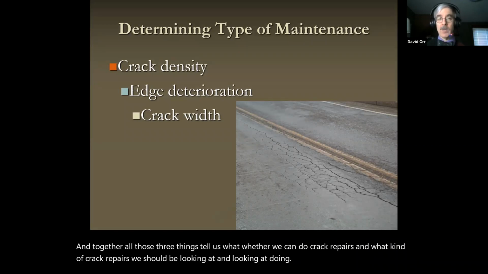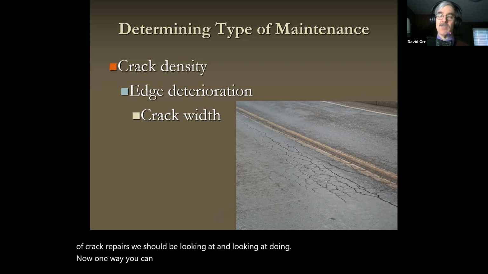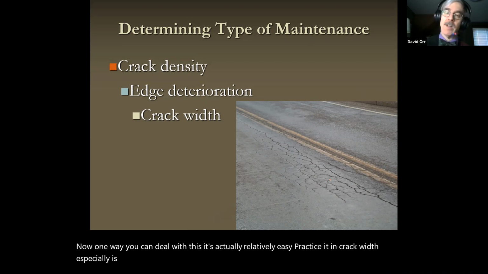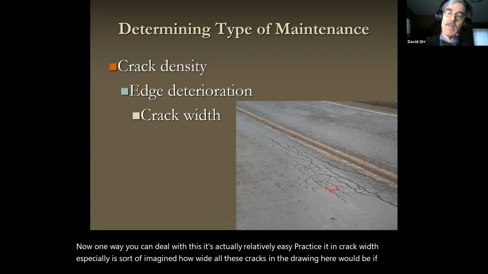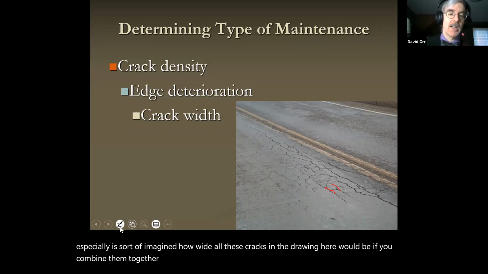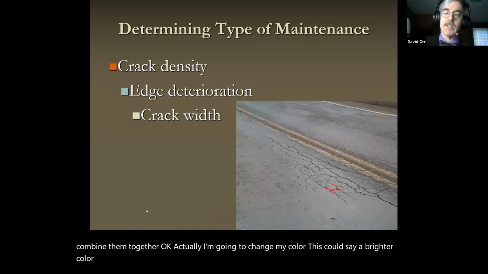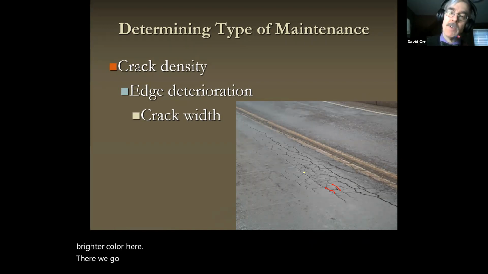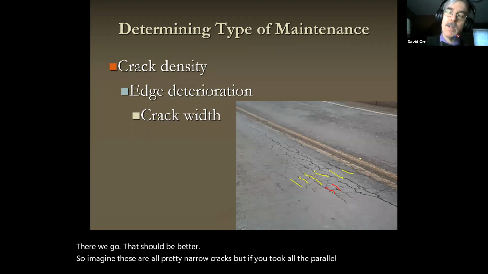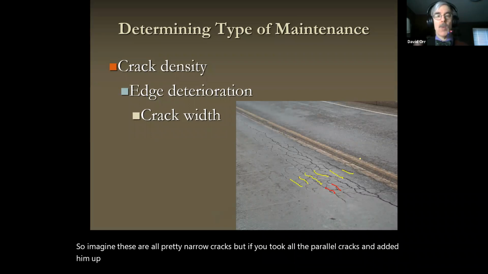Now, one way you can deal with this that's actually relatively easy, crack density and crack width especially, is sort of imagine how wide all these cracks in the drawing here would be if you combined them together, okay? There we go. So imagine these are all pretty narrow cracks, but if you took all the parallel cracks and added them up, now your width, what is that width?